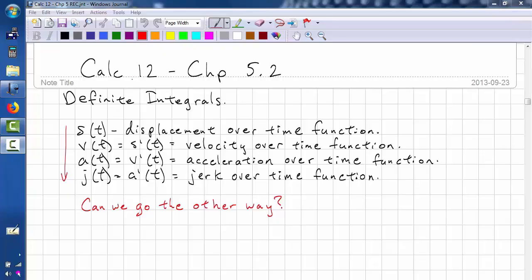Hi, this is Calculus 12, Chapter 5.2. This time we're going to be looking at definite integrals.